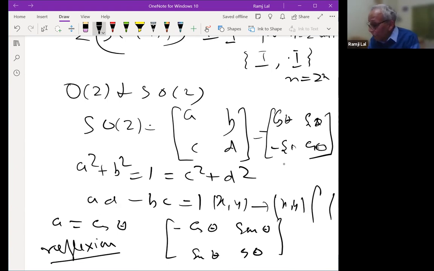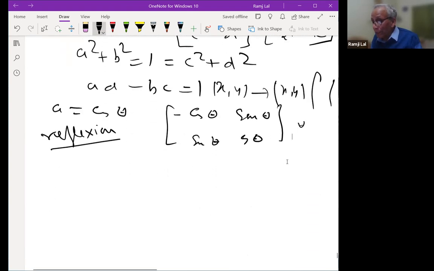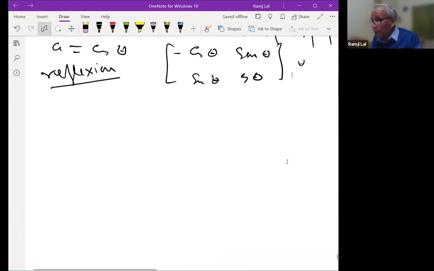Find out the axis of the rotation here; perhaps it is for theta/2. This is a rotation, find out the axis. So this is a reflection, in O(2) and SO(2). SO(2) is an abelian group, so its center is itself. This is slightly different for the others. So that is SO(2).